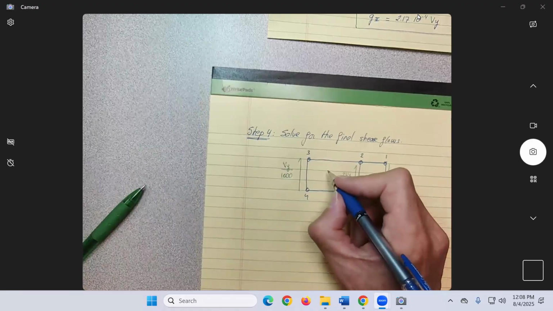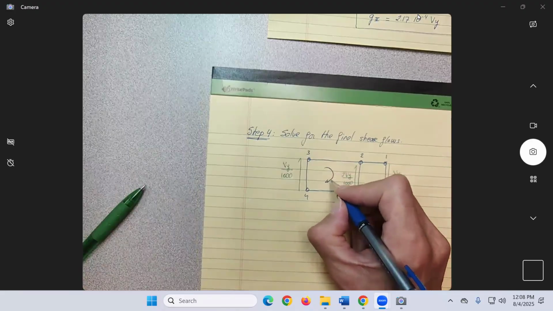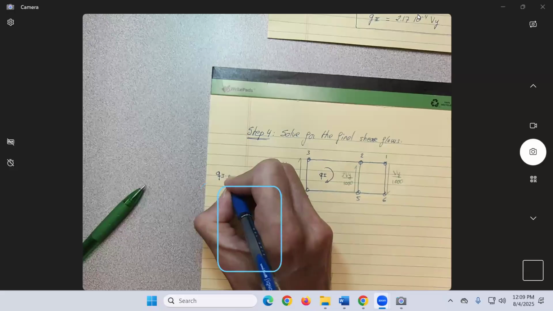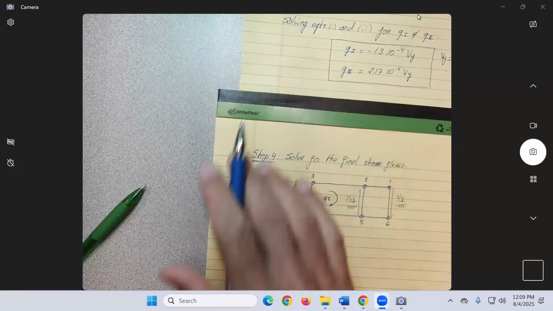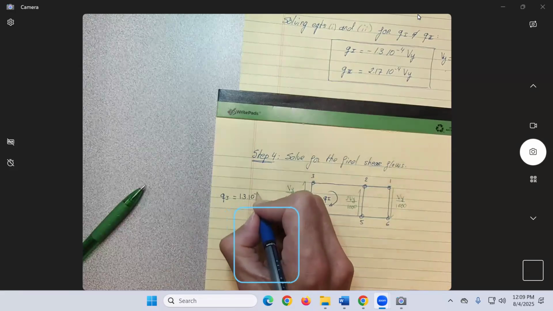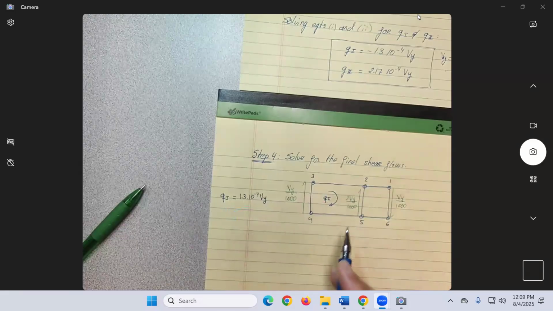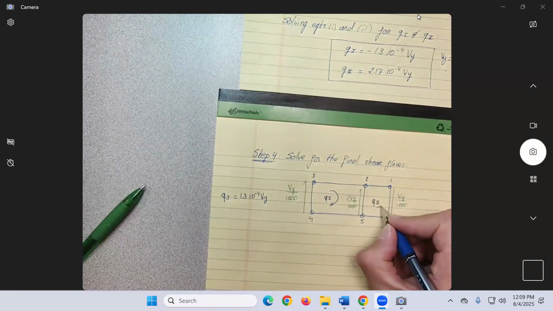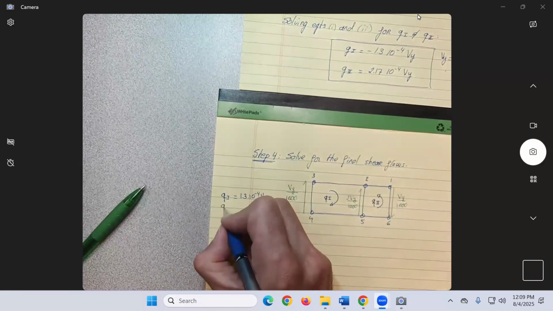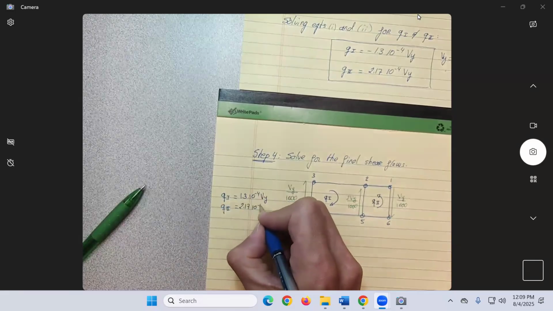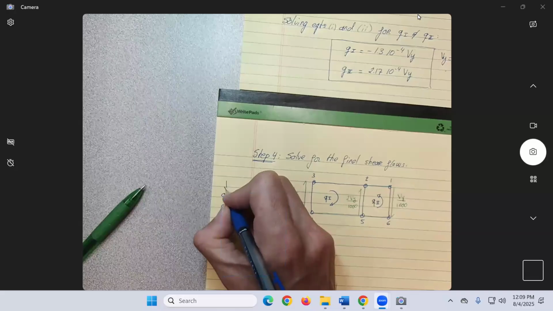Then we have Q1. So Q1 here, we know it's negative from before. So what does that mean? It means that it goes clockwise with a magnitude of 1.3 10 to the minus 4 Vy. What do we know about Q2? It is positive. So what does that mean? It goes counterclockwise. And here I'm just looking at the magnitude, 2.17 10 to the minus 4 Vy. Remember, here I'm just looking at magnitudes.